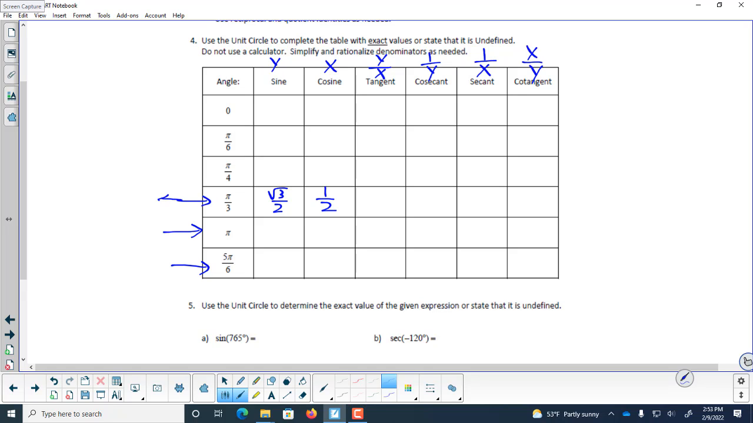This will be 1/2. Right? That's the x and y coordinate. Tangent. Y over x, or sine over cosine. Root 3 over 2 over 1/2. You can simplify that without a calculator. So what does it come down to? Root 3. That's tight.